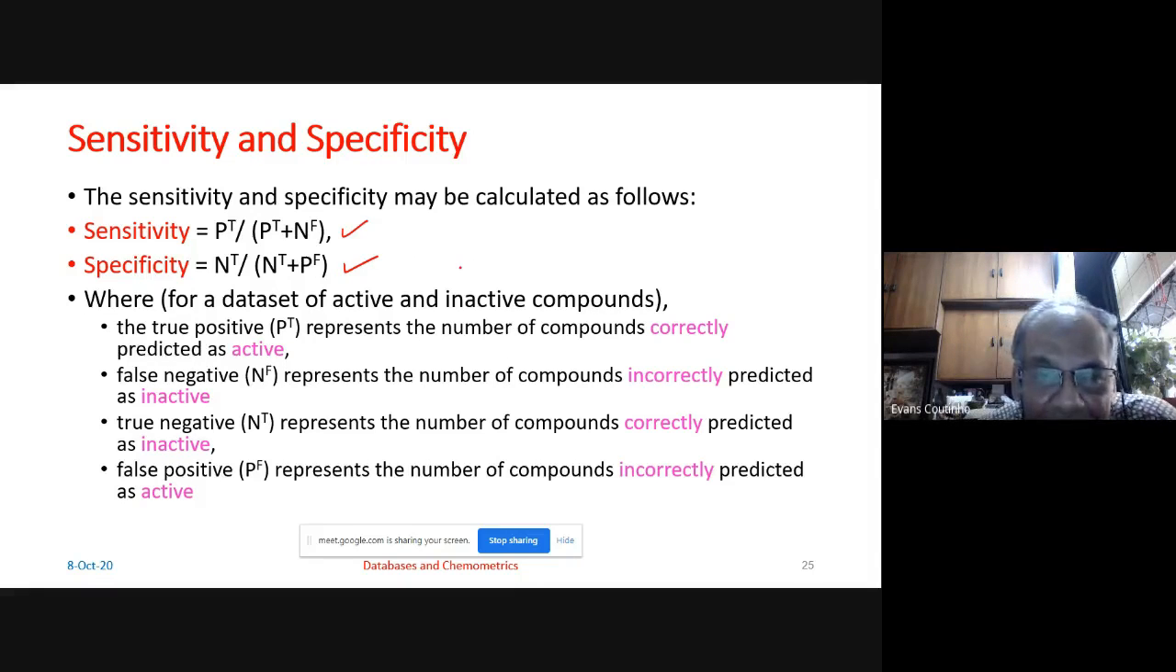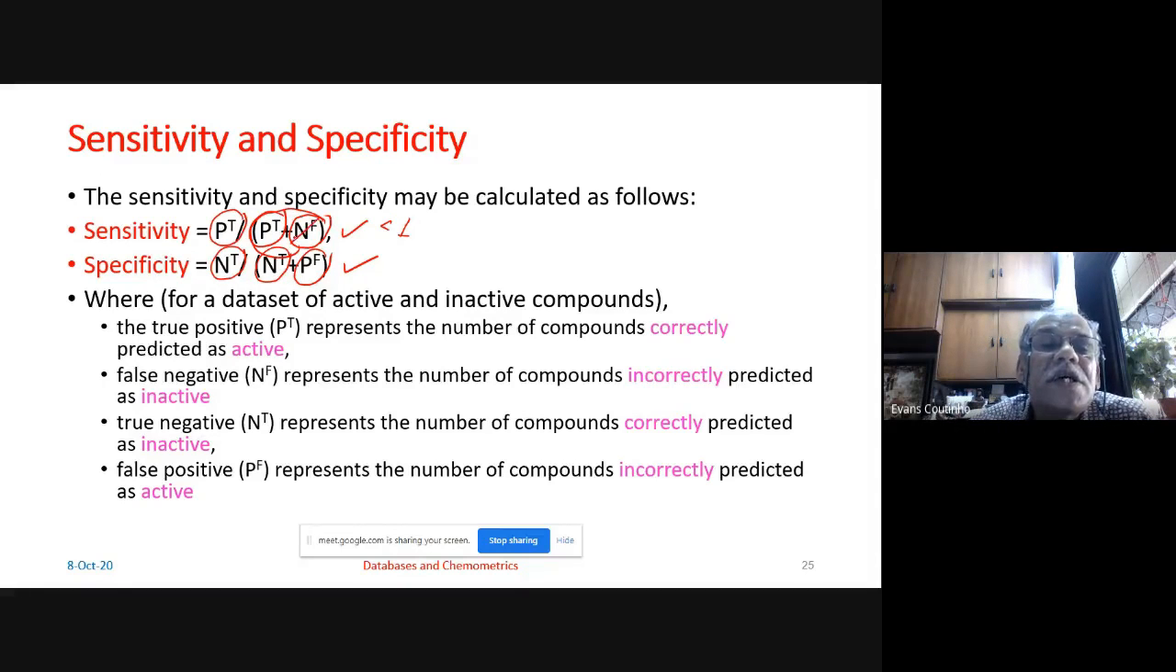So today, when you are developing models, all journals will demand that you actually show the sensitivity and the specificity for your models. For example, sensitivity is the number of true positives divided by the number of true positives and false negatives. Okay, you'll see that sensitivity is always going to be less than 1. Specificity is true negatives divided by true negatives plus false positives.